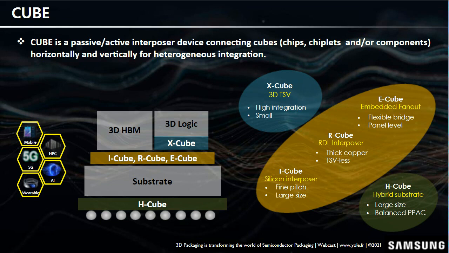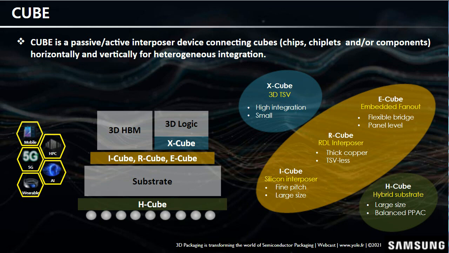And then the second group is showing the I cube, R cube, E cube. I cube stands for a silicon interposer. Silicon interposer can have ultra fine pitch interconnect, and also silicon interposer can be 1x, 2x, 3x, and now it's 4x the electrical size of a silicon interposer. By having this 4x interposer, you can enjoy a very large package, and you can accommodate more HBMs in the I cube.